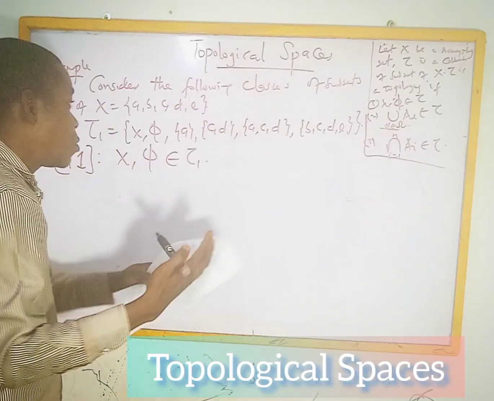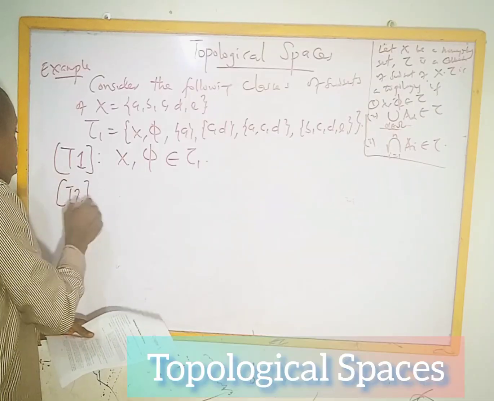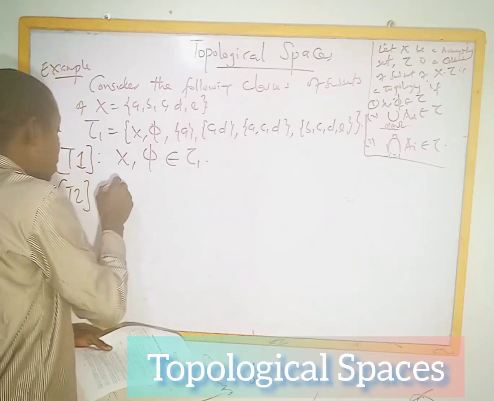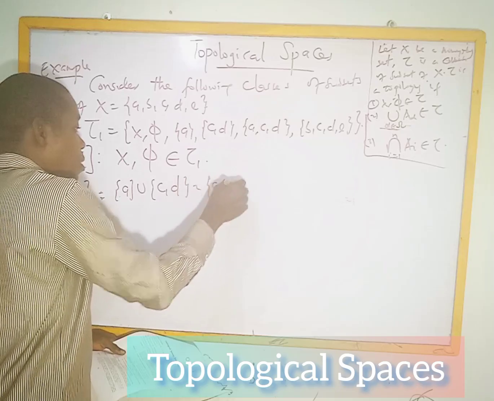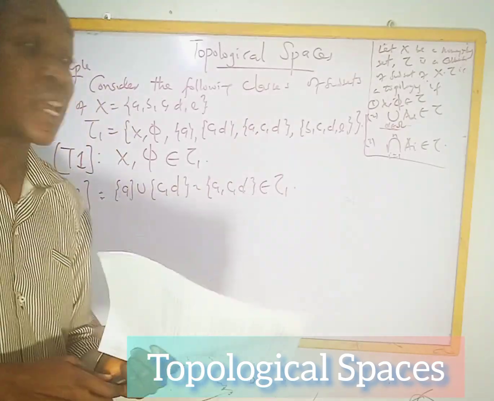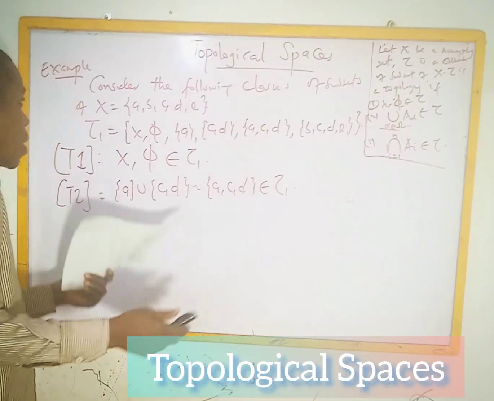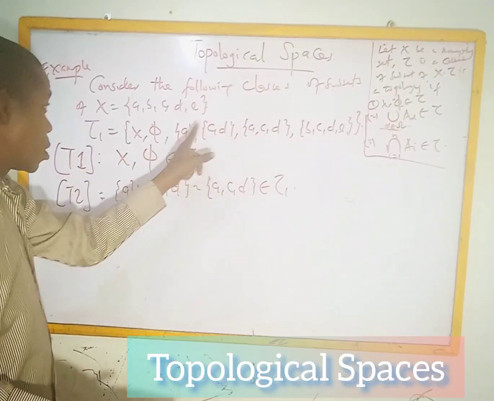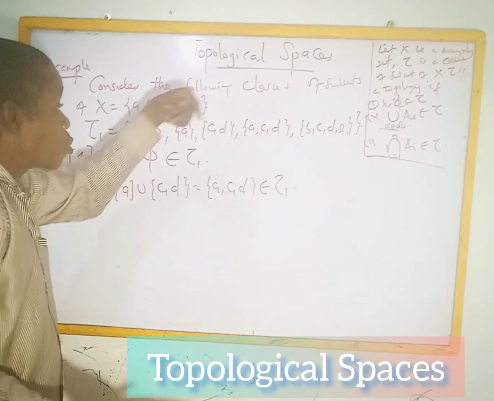Now let's pick any arbitrary union. If I pick any arbitrary union for tau 2, look at this for example, set A union C, D, what do you have? A, C, D. And A, C, D is also a member of that topology. Then if I pick another one, A union this, you get A, B, C, D, E. That gives us the whole set X back, which is also a member of that topology.